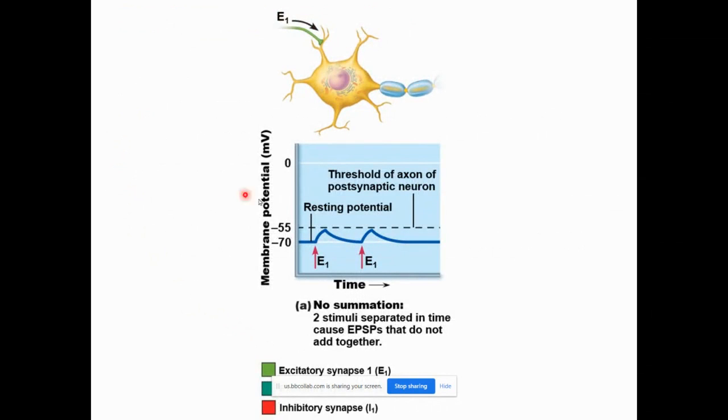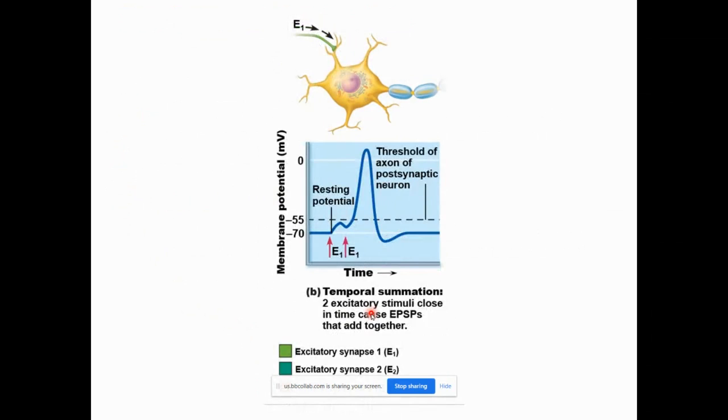So here's no summation, meaning here's a little graded potential. It's excitatory, that's the E, right? So what happens? I got my little depolarization, and then it fades. Send another signal in. There's our depolarization, and then it fades. So it was never enough to reach threshold. So we can never get the action potential just with nothing adding on to it. So there's no summation. But temporal means time, right?